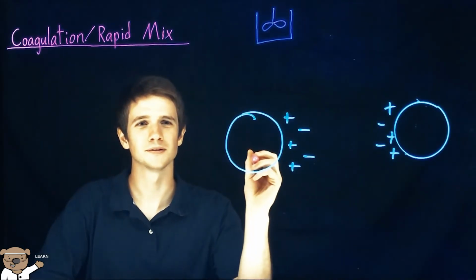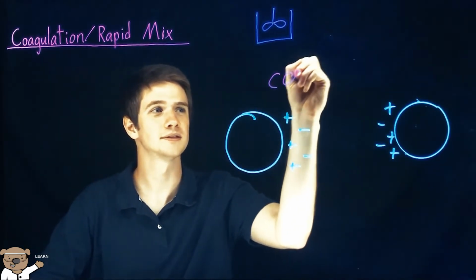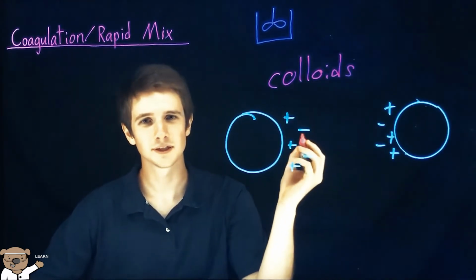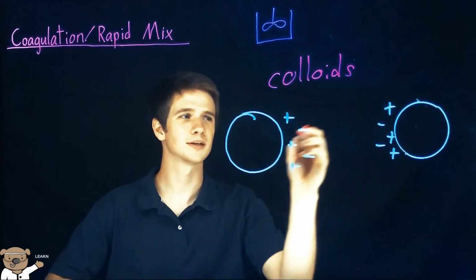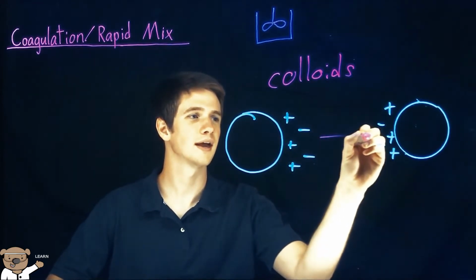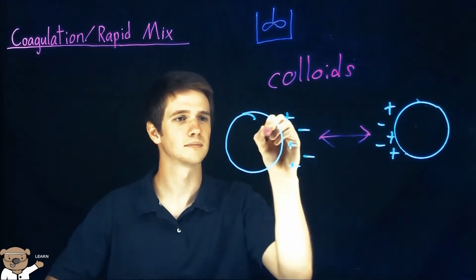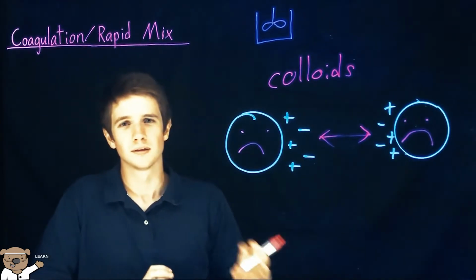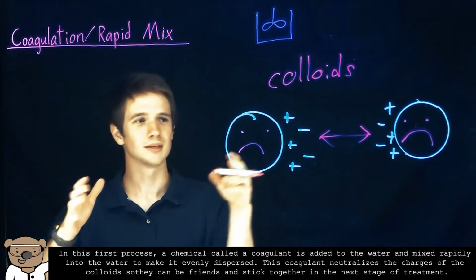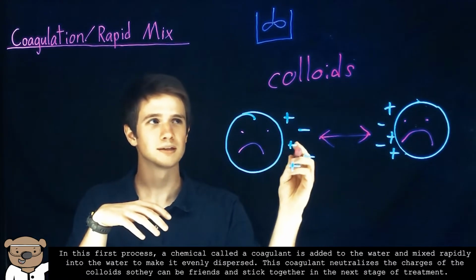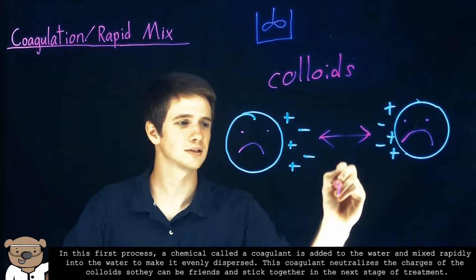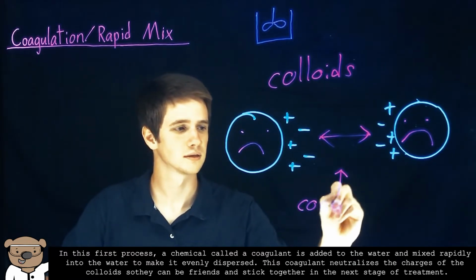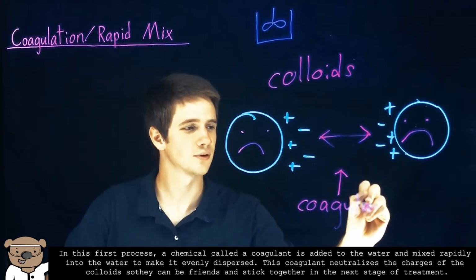These tiny particles, also called colloids, unfortunately don't want to stick to each other because of their surface charges that actually repel each other. This first process is meant to get them to stick together by neutralizing those charges with the addition of a chemical called a coagulant. That is pronounced coagulant.